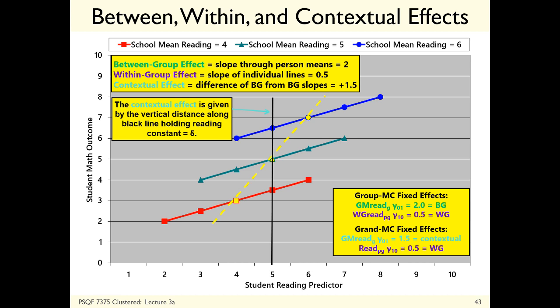So the between effect is level 2, not controlling for level 1. The contextual effect is level 2 after controlling for level 1. So when you use the group mean, the coefficient would be 1.5, or is it going to be 2? Sorry, reading: the slope of the yellow line is 2. The slope of the individual lines for within is 0.5. The difference between 2 and 0.5 is 1.5, which is the contextual shift per unit school mean.